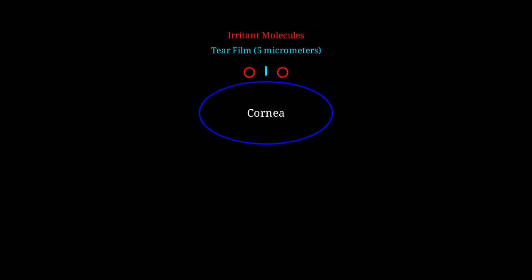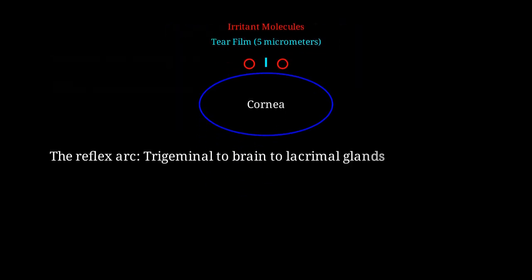The signal travels via the trigeminal nerve to the brainstem, which then sends signals to the lacrimal glands to produce tears. This is a protective reflex to flush out the irritant. Now let's address a practical question. Why does chilling an onion reduce tears? The answer lies in fundamental thermodynamics and kinetics.